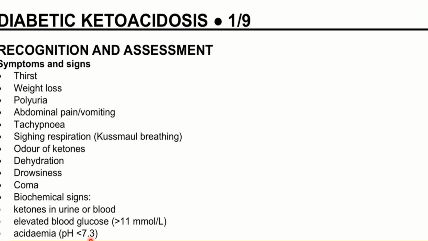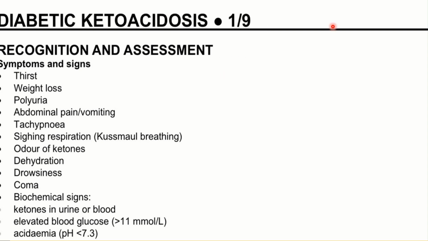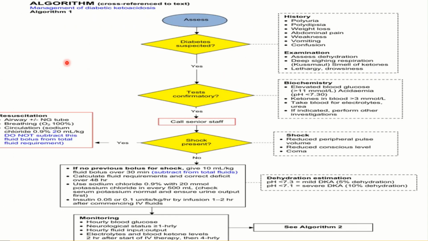Now we'll look at the algorithm of management of diabetic ketoacidosis. So don't get scared by seeing this huge table that is there in pediatric guidelines. You can see it's a 9-page guideline, but I have summarized it into a very small 2-3 pages because I actually wanted everyone to understand it. So this is the algorithm of management of diabetic ketoacidosis.